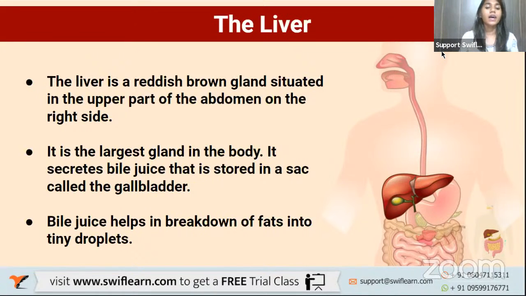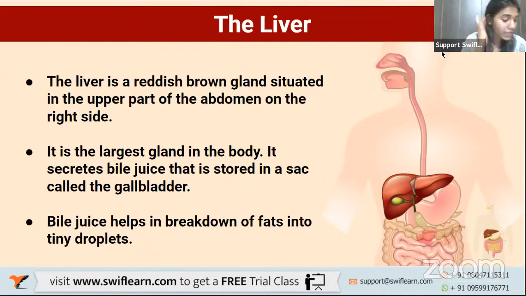So moving ahead, the liver is considered to be the largest gland in the body. It secretes bile juice, and this bile juice is stored in a sac-like structure called the gallbladder. The bile juice helps in the breakdown of fats into tiny droplets. So these big fat globules are broken down into small fat molecules, like fatty acids and glycerol. This is the function of your bile juice. It breaks down big fat molecules into small fat molecules.